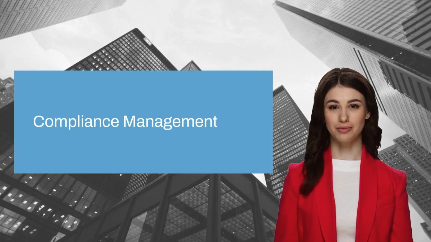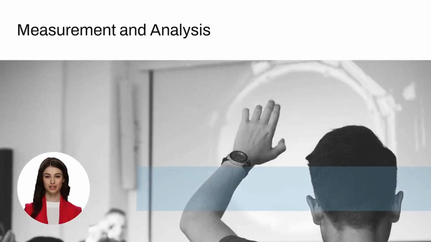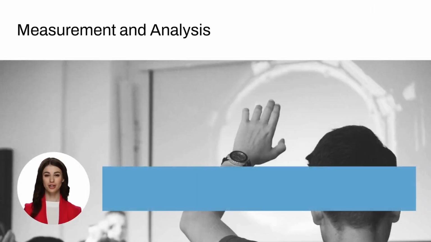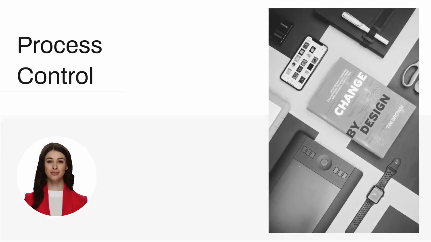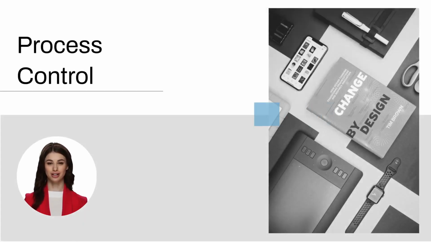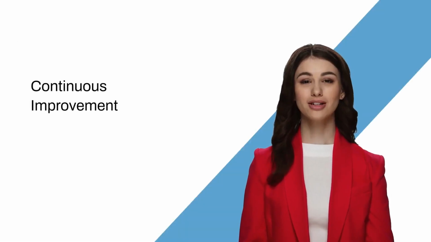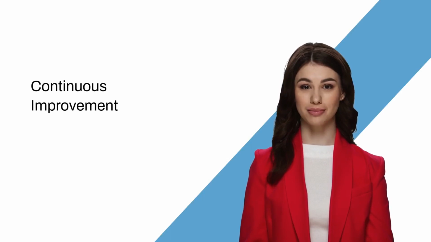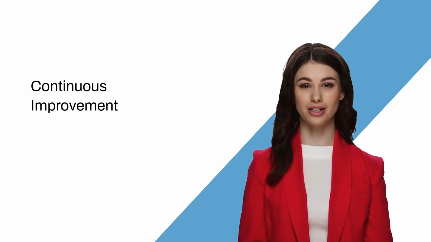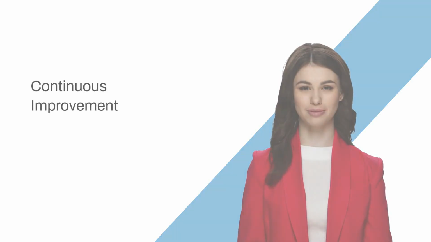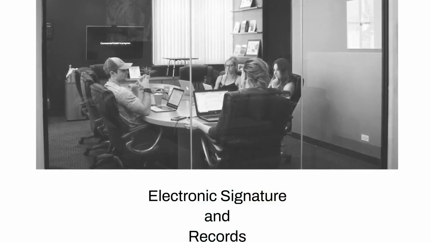Documenting compliance efforts. Collection and analysis of data related to quality performance. Key performance indicators, KPIs, tracking. Monitoring and control of key processes to ensure consistency and quality. Systems for identifying and implementing improvements in processes and products. Regular review of performance metrics for continuous enhancement. Ensuring the integrity and authenticity of electronic records.